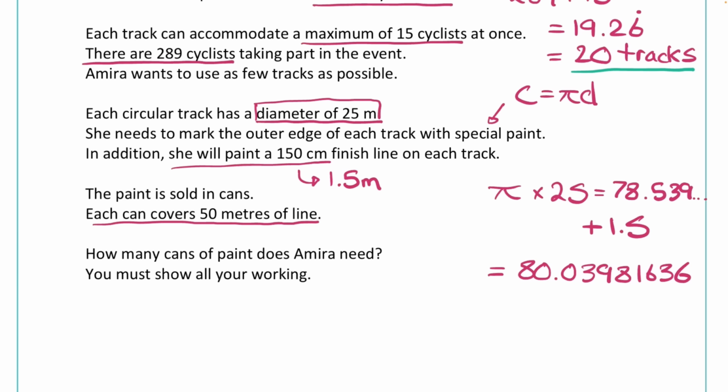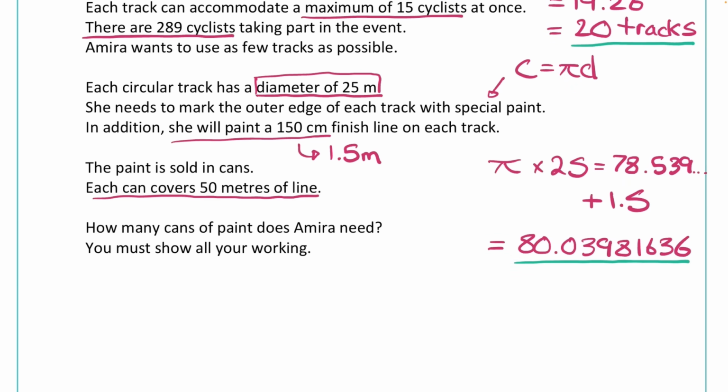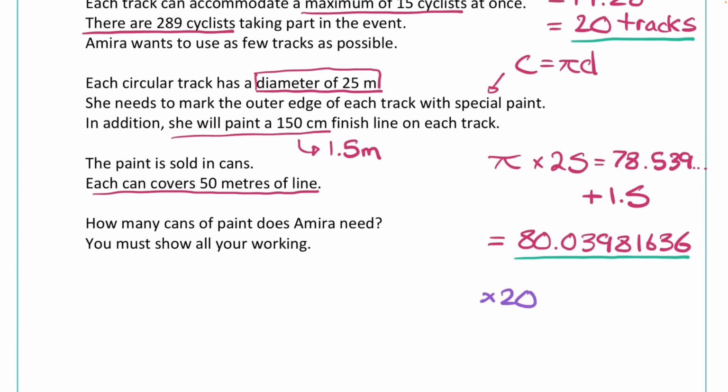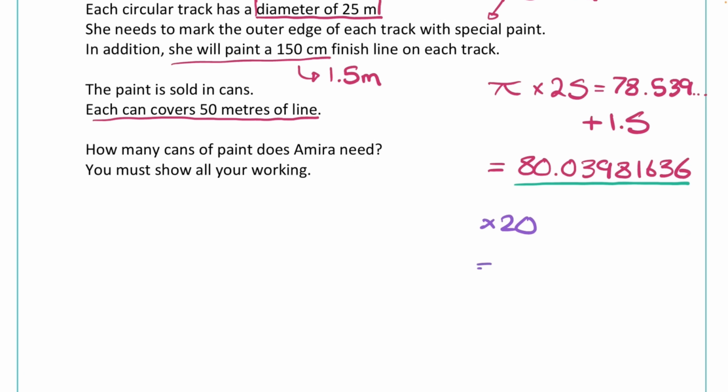So that's the amount of paint we need to go on one track. And of course, we need 20 tracks. So if I times that by 20, that's going to tell me the total length or distance of paint that I'm going to need, and that gives me a total distance of 1,600.796327.